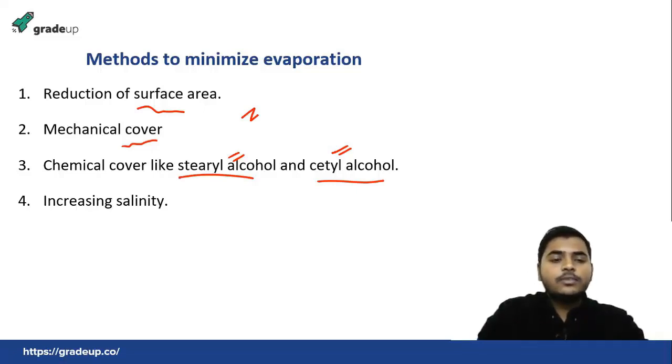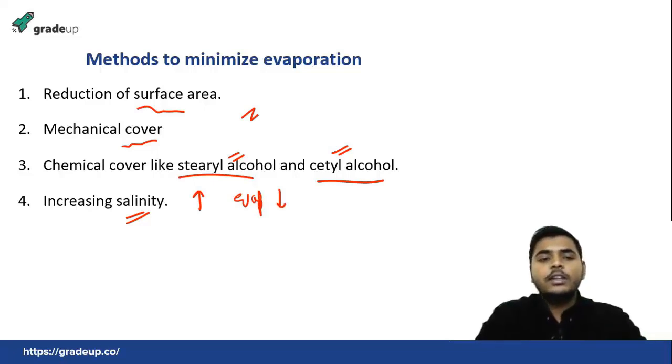And the last one is increasing salinity. As we already know, as we go on increasing the foreign substances, we have seen that it decreases the rate of evaporation. Just as we saw that in case of sea water or ocean water, its rate of evaporation is less than that of lake water. Why? Because its water is saline, or soluble salts are present. So if we increase the salinity value, the rate of evaporation decreases. In this way, these are the methods by which we can minimize the evaporation rate.